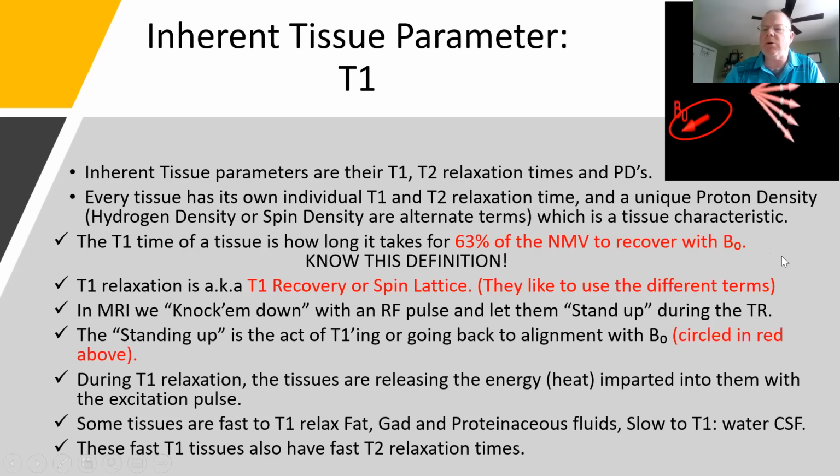Okay. So watch it real quick. You hit it with the RF, refocus it. Don't worry about that right now. And at T1s, it's going into that large red circle, T1 going on right there. That's the 63% of the net magnetization vector. That's T1 relaxation.